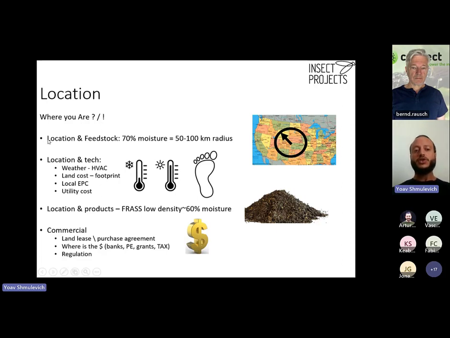So what is the connection between your location and your feedstock? Typically we find that the feedstock of an insect farm has 70% moisture. So that is a lot of water, and that kind of outlines the radius that you can look for your feedstock. Considering that we have a lot of water and the unit economics of an insect farm, we find that typically at a radius of around 50 to 100 kilometers, it makes sense to fetch feedstock. And further than that, it just becomes too expensive.